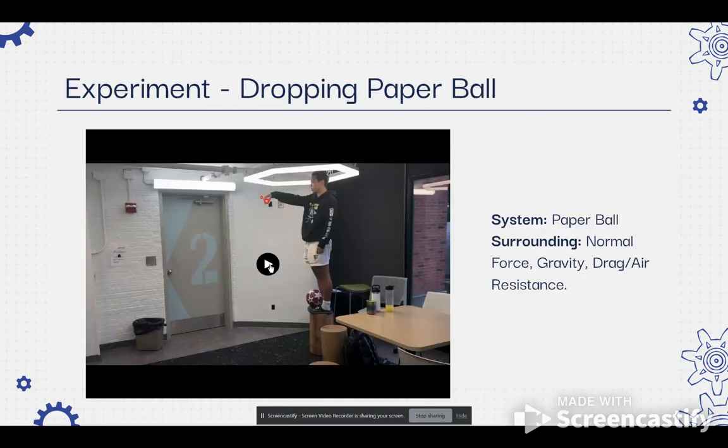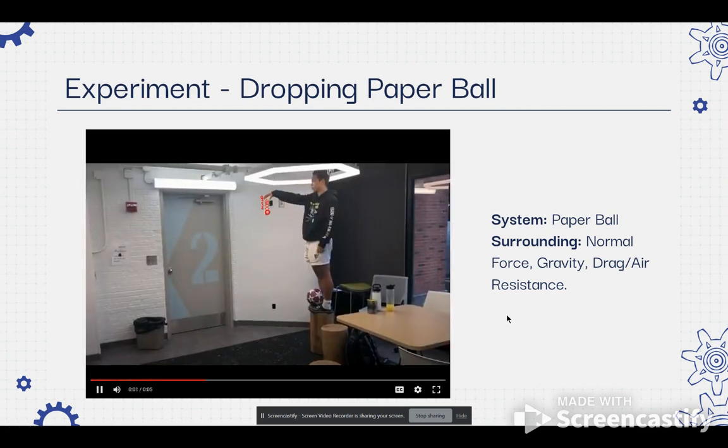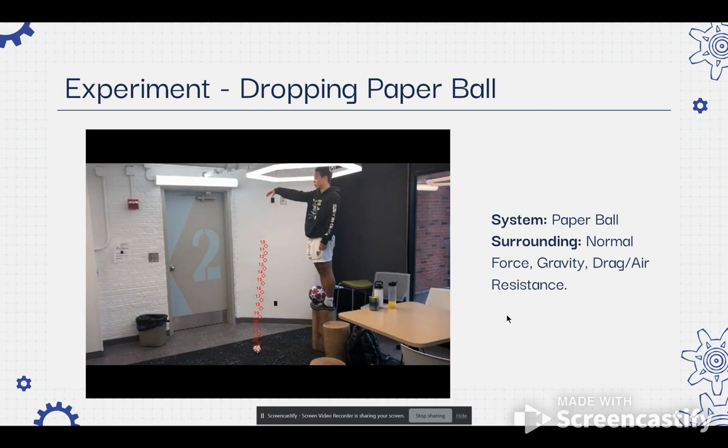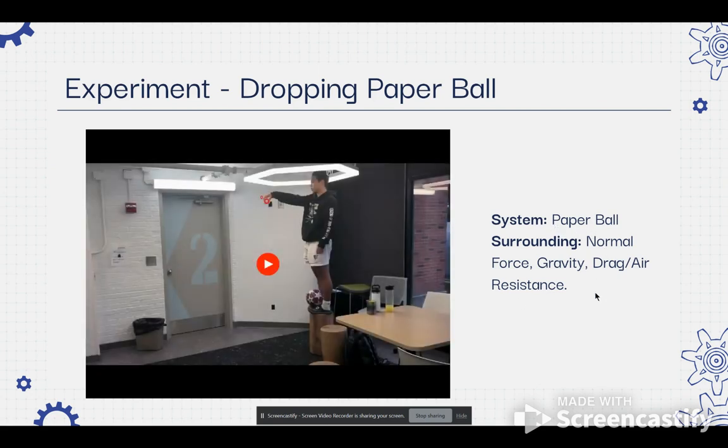Now here's the computer model of the object's free fall. And here is the tracker model of dropping the paper ball. The system is the paper ball, and the surroundings provide normal force, gravity, and drag.